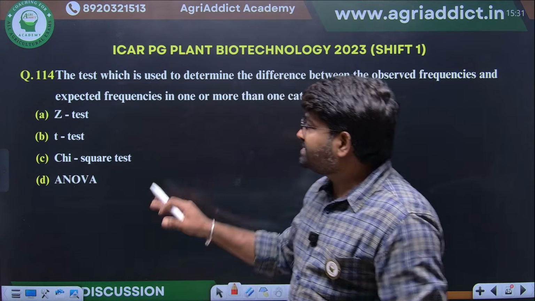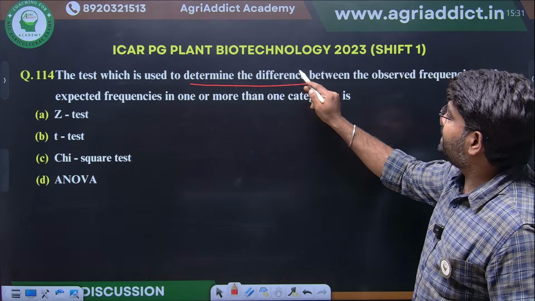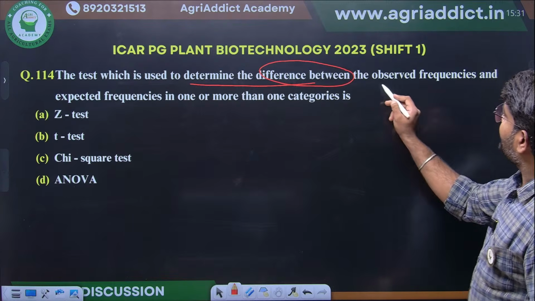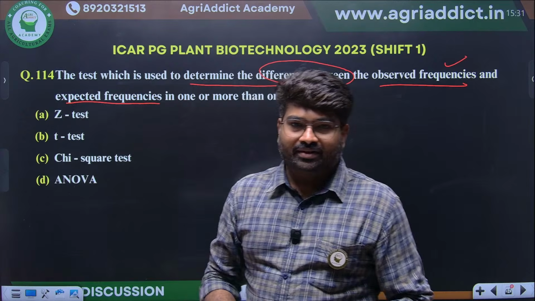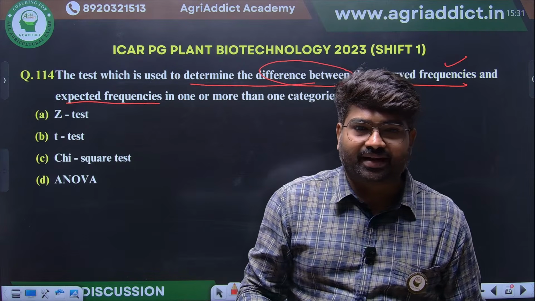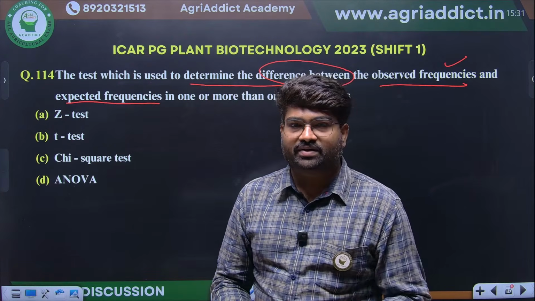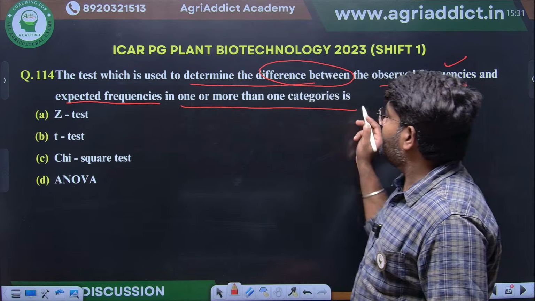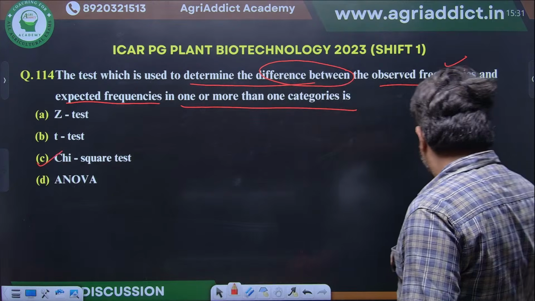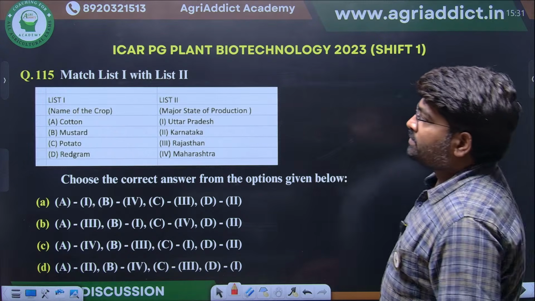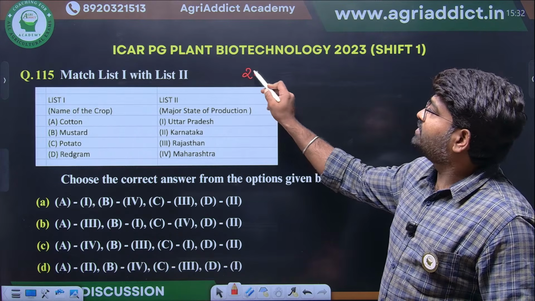So see here, statistics: the test which is used to determine the difference between observed frequency and expected frequency. This is a simple thing. Which test will be used to determine the difference between observed frequency and expected frequency in one or more than one category? Yes, excellent. Chi-square test we will use. In 2024 they asked the same question.